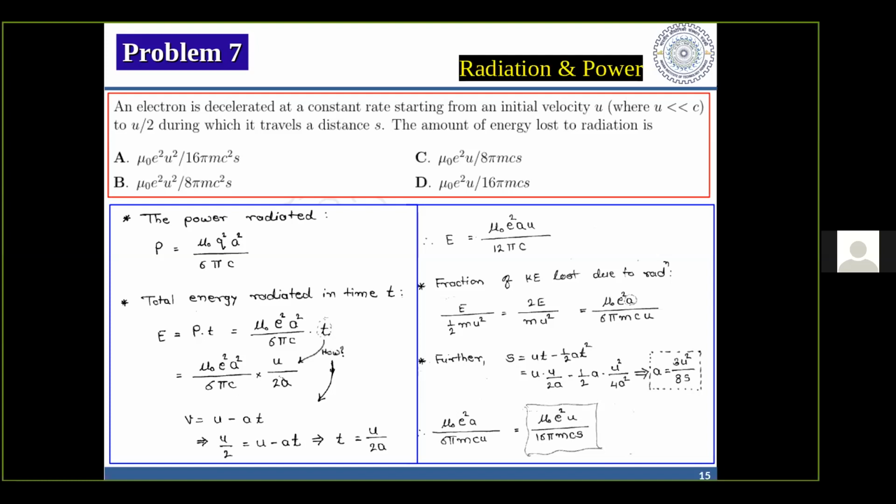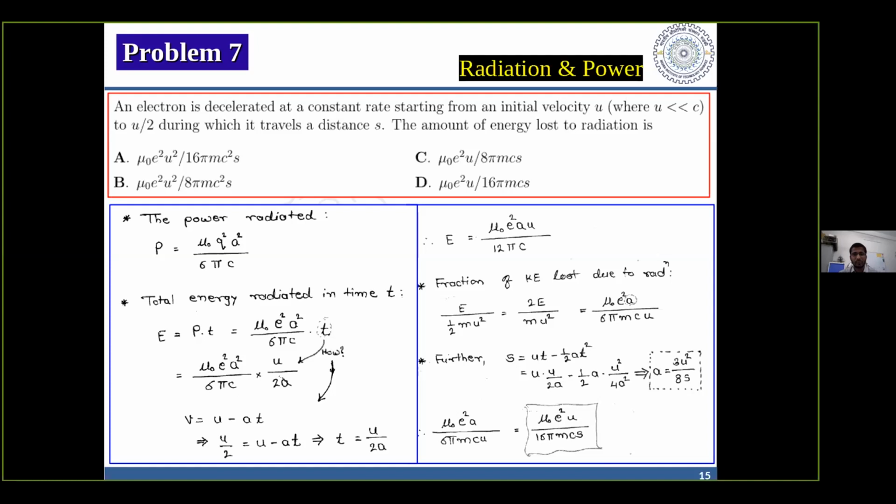And if I remember correctly, this is one of the problems from the NET examination, I guess. Such kinds of problems will be there. So you have to remember, as Siddharth sir said, the formula in both units, or you must know how to go from one unit to another. That is the best thing to know.